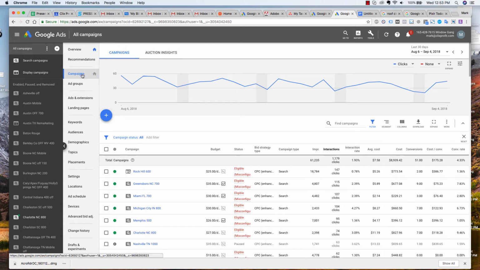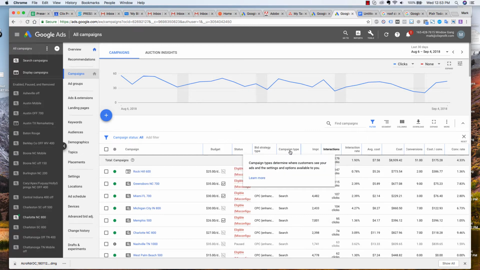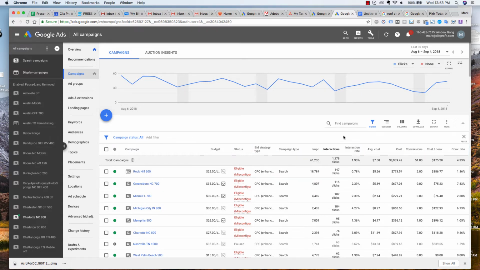So I click on campaigns, and as you can see, these columns are different data points. See this IMPR? That's impressions. Remember when we were talking about this? But let's get the most relevant ones to what we are doing. So memorize this and do this every time.